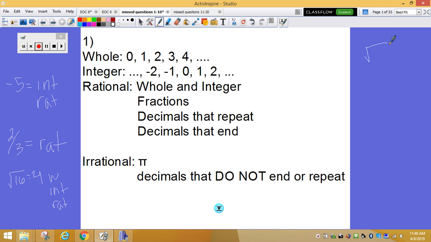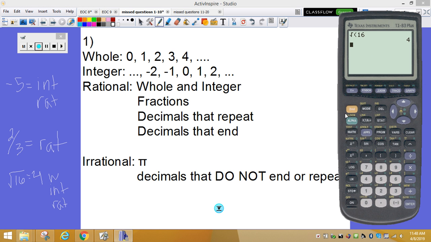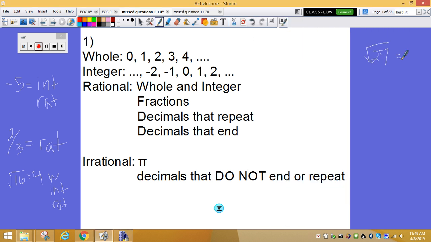Okay, let's try the square root of 27. Again, we got to do it in our calculator. Square root of 27. Oh, it's a long decimal that does not end or repeat. So the square root of 27 is irrational. What about -2 pi? Well, if you ever see pi, it is irrational. What about the number 0? 0 is a whole number. If it's whole, it's also an integer, and it's also rational.